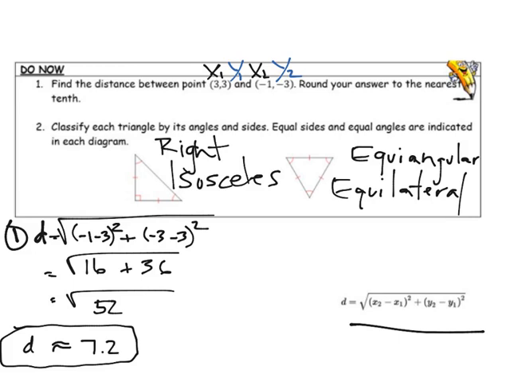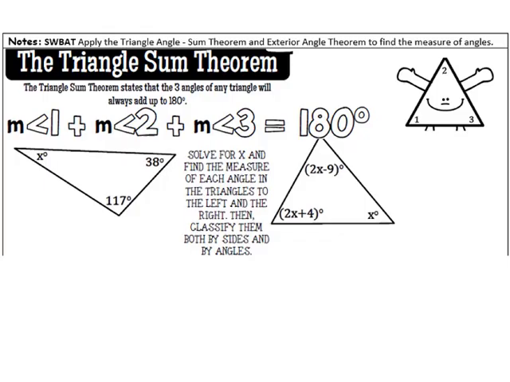So the first one would be a right isosceles, and the second would be an equiangular equilateral. So all the angles and all the sides are equal on this one here. All right, let's move on.